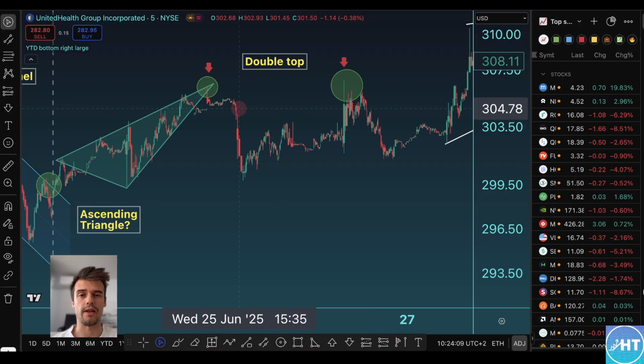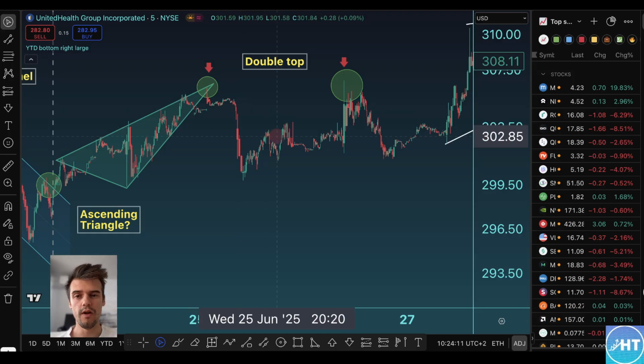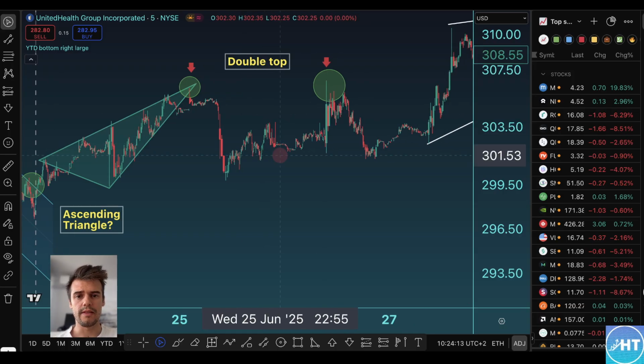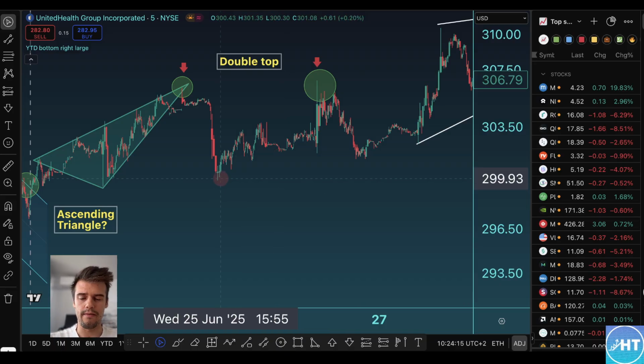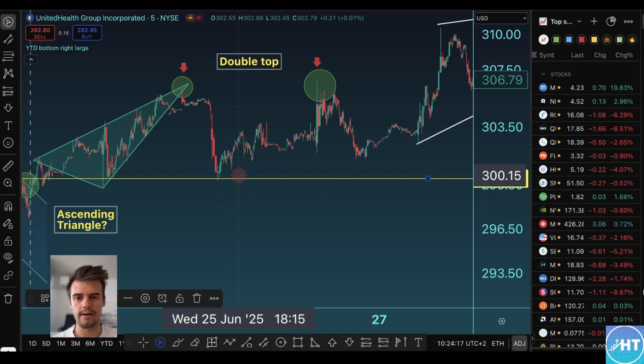What is your opinion about technical analysis? Also, let us know in the comments below. Then we had this double top. The interesting thing is you have the key level right here at the lowest part, and also this trend line.